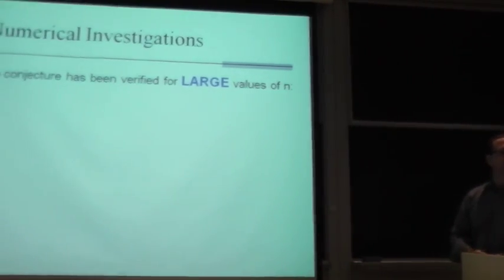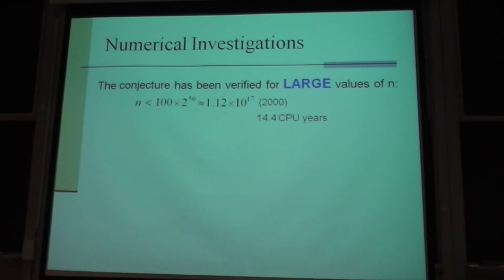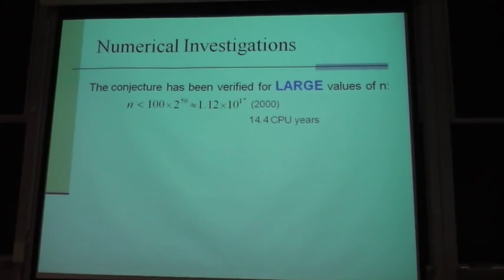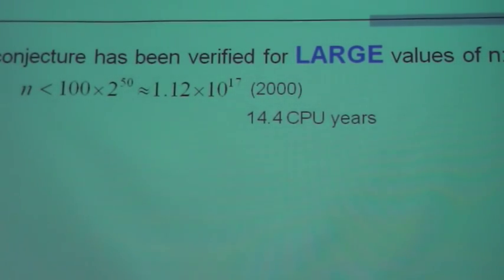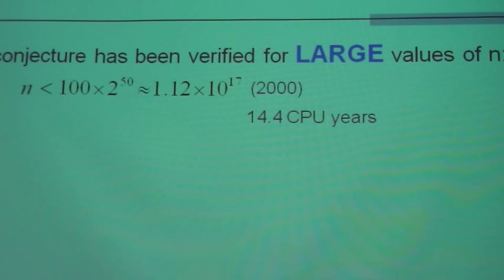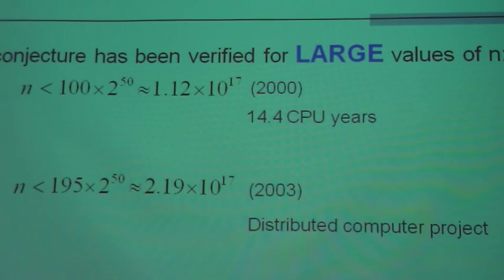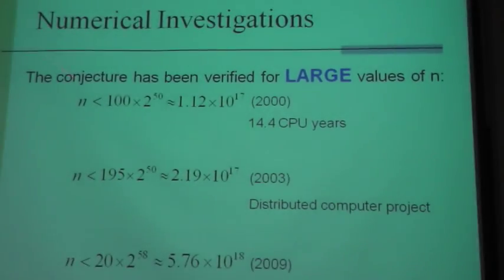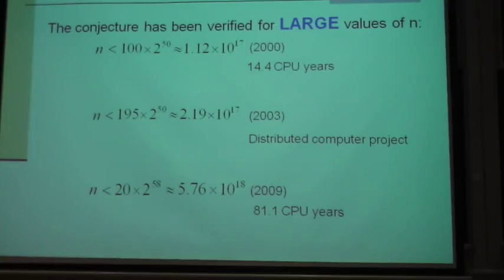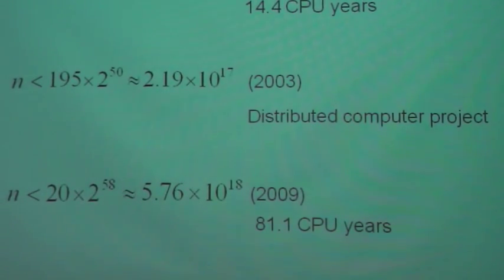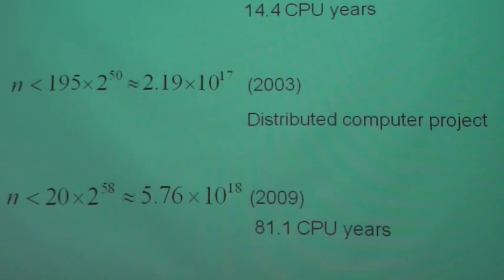Okay, well, as you might have guessed, some people have looked at numerical investigations. I have some various records to report. In 2000, using 14.4 CPU years, just a little over 10 to the 17, so all numbers up to there were checked. Yes, they do iterate to 1 eventually. In 2003, there's a Dutch mathematician who set up a distributed computer project, and so people will come in and check a certain range, and he's gotten it a bit higher, about twice as high. And then the same person who worked on this, he's gone quite a bit higher still. This took 81.1 CPU years. But if you're going to infinity, this still isn't very far at all, is it? So we still have a long ways to go.